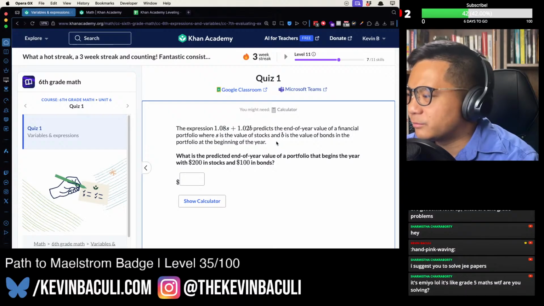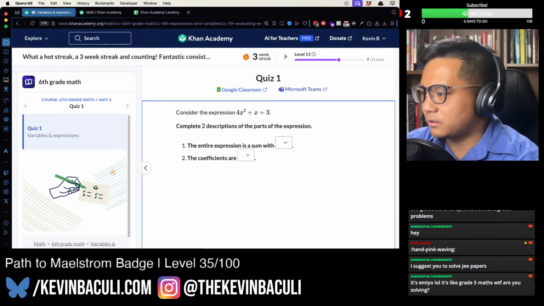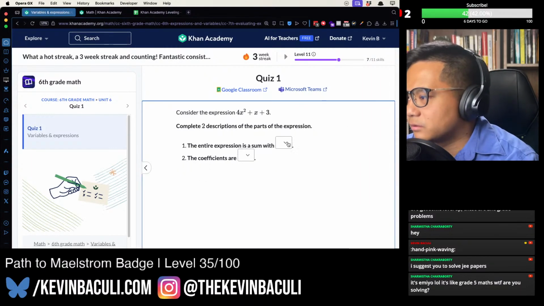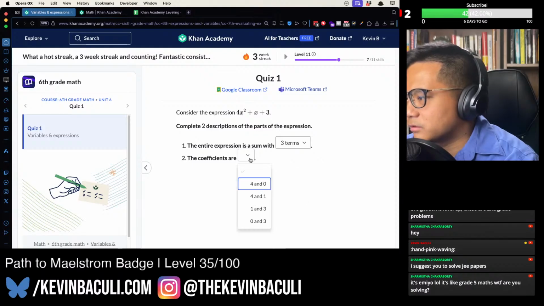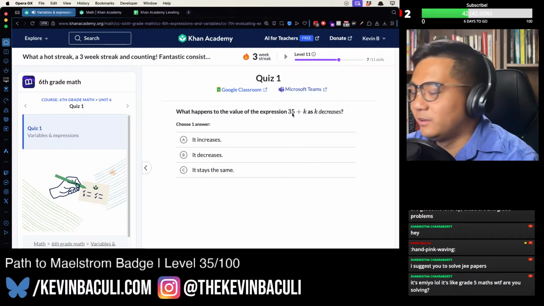What is the predicted end of year portfolio that begins? Let's see, 216 plus 102, 318. Consider three terms. Coefficients are 4 and 1. Yeah, okay. I had to double check that.